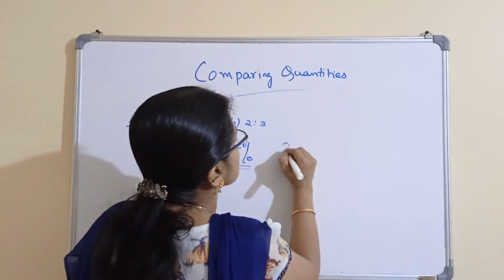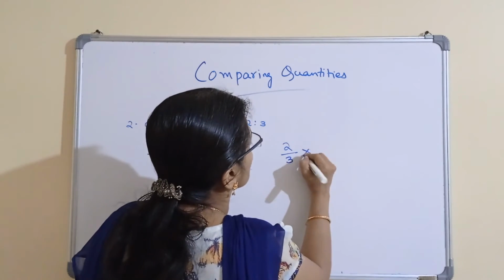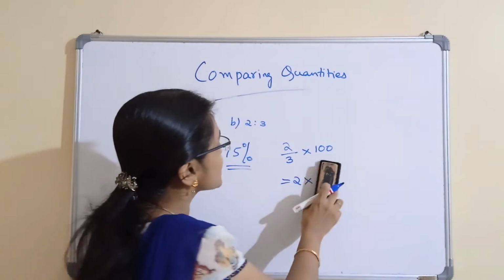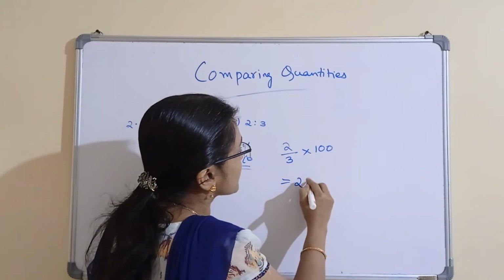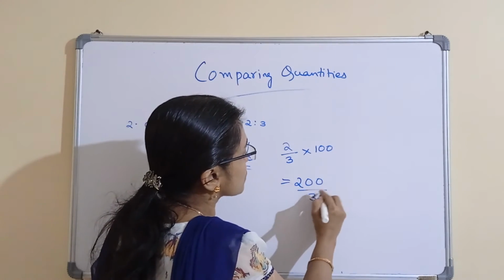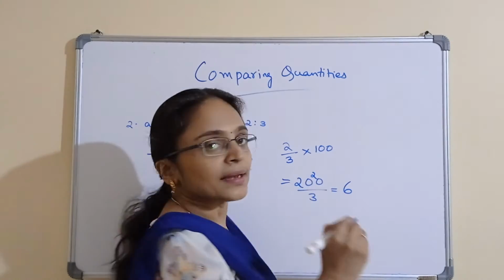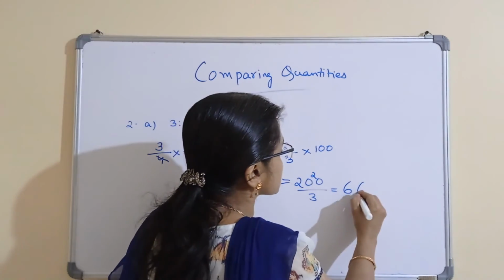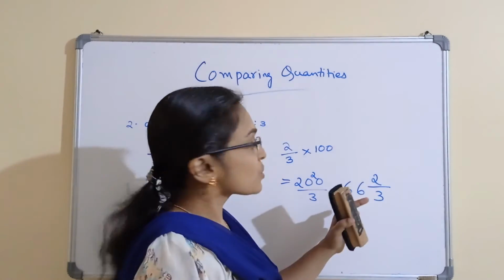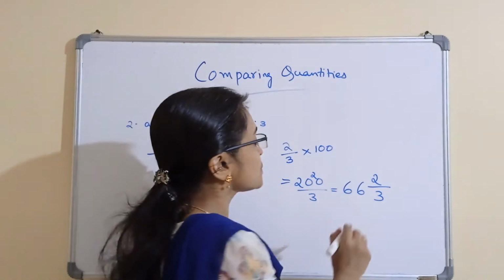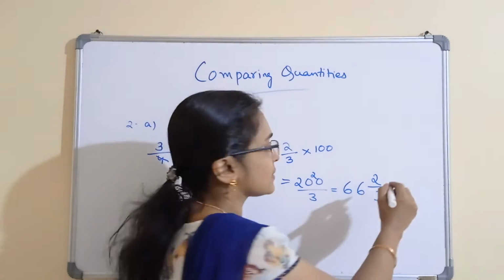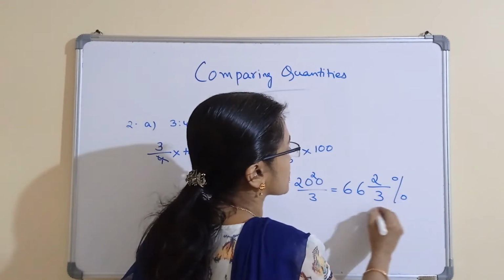Now next one is 2 by 3 into 100. This is equal to 200 by 3, which is equal to 20 by 3, 6, then 2 remainder. Then again 20 by 3 is 6, 2 remainder. So writing this as a mixed fraction, you will get 66 2 by 3 percentage.